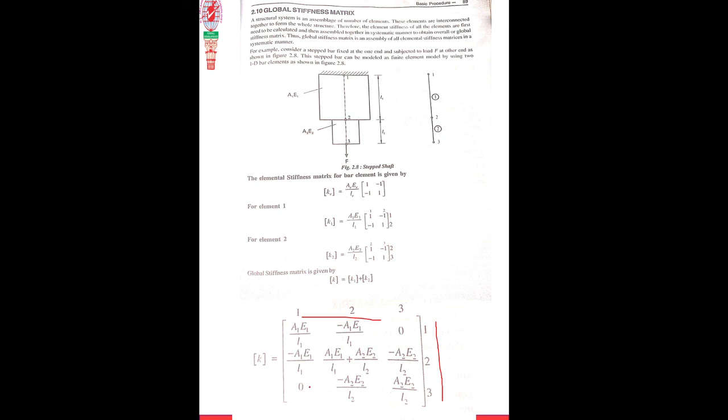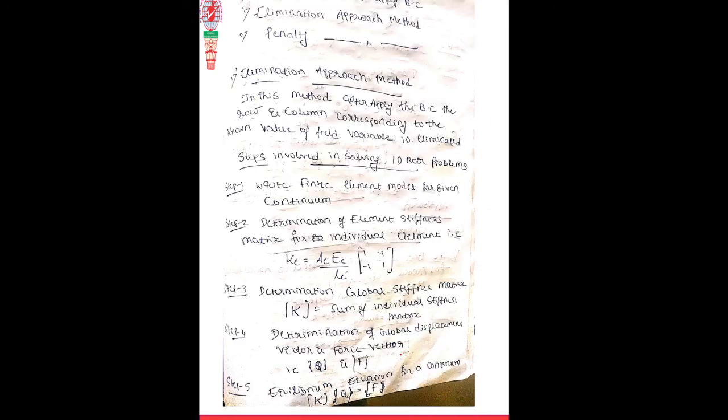And if you add the column, it becomes 0. Observe here how it becomes 0. Plus A1 E1 by L1 minus A1 E1 by L1 becomes 0. And here, if you add, these two get cancelled, becoming 0. And if you add these, these two cancel, 0. It is a property of the stiffness matrix. So this is the way we are going to add it.